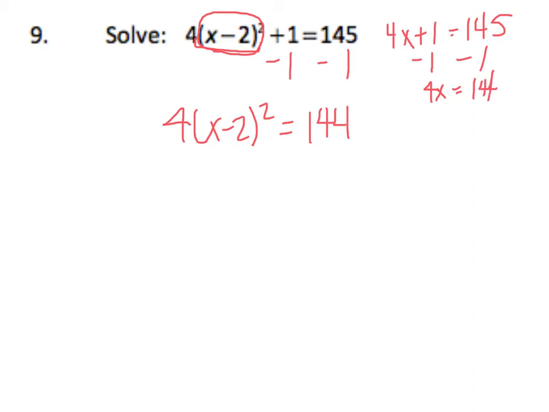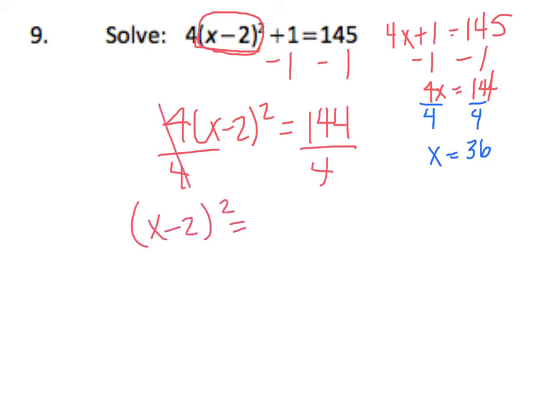Okay, now in the old problem, I want to divide by 4, and I'll have x equals, let's see, 36. Okay, I'm going to do the same thing over here. I'm going to divide by 4. So I have x minus 2 squared equals 36. Now, in the old problem, I would be done because x is alone. In the new problem, I need to square root both sides.